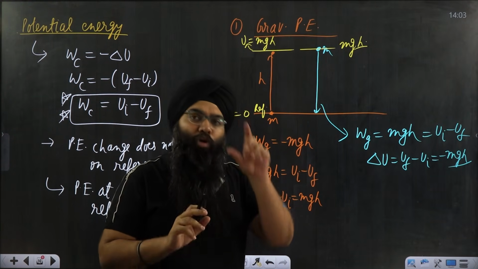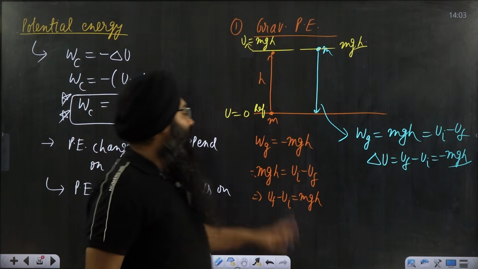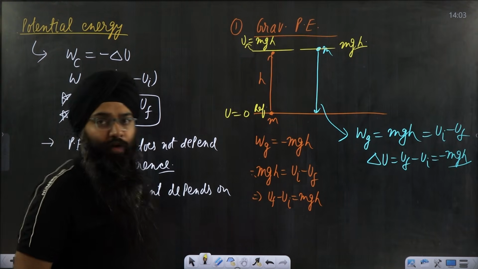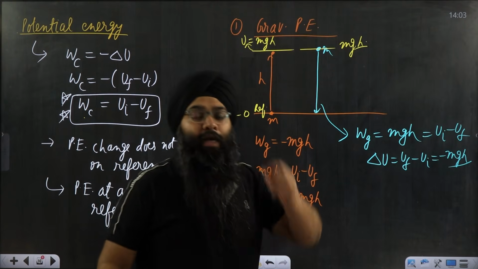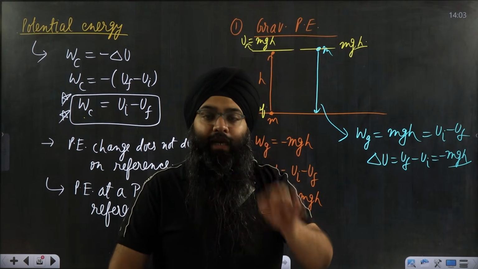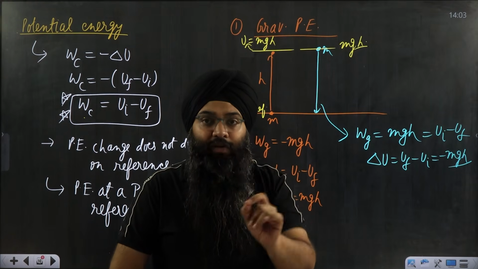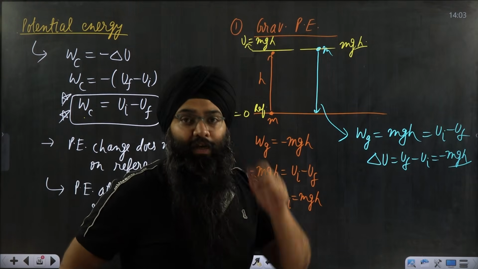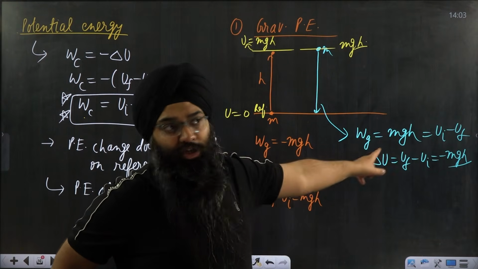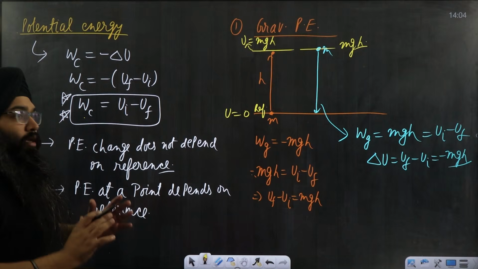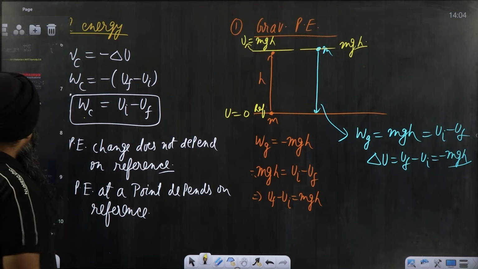But if you only want to find the change in potential energy, then directly you can apply this formula, that work done by the conservative force is equal to U initial minus U final. And again I am repeating that point: if the conservative force is doing a negative work, then the potential energy of that system will increase. If the conservative force is doing positive work, the potential energy of that system will decrease. I hope this particular point is clear to you.